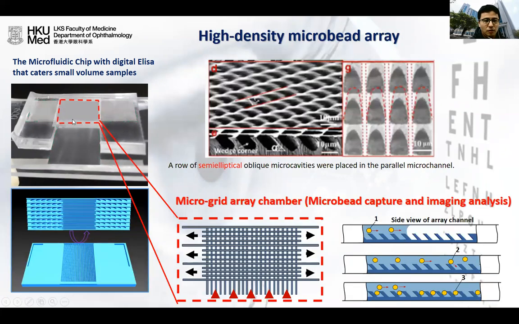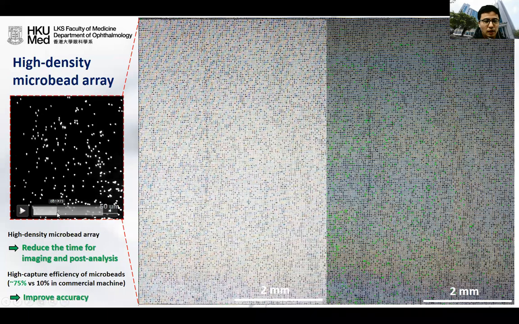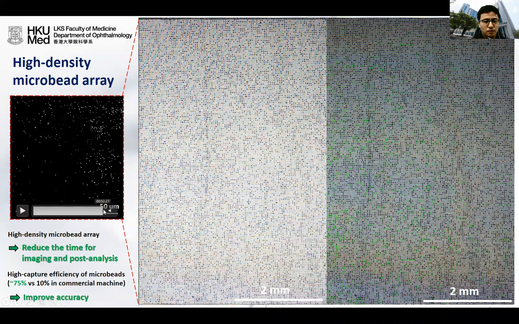At the center of our device, there is a high-density array of microcavities, which is used to capture the floating beads. Such oblique microcavities are effective to capture and hold the floating beads, as shown in the videos. The capturing process takes only a few minutes, and we can then capture thousands of beads within the cavity for our imaging analysis.